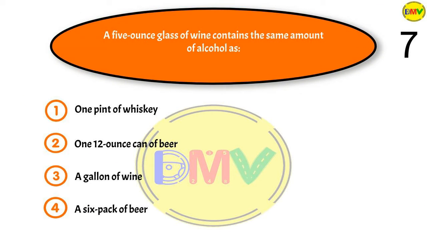Question 7. A 5-ounce glass of wine contains the same amount of alcohol as: 1. A pint of whiskey. 2. A 12-ounce can of beer. 3. A gallon of wine. 4. A 6-pack of beer.